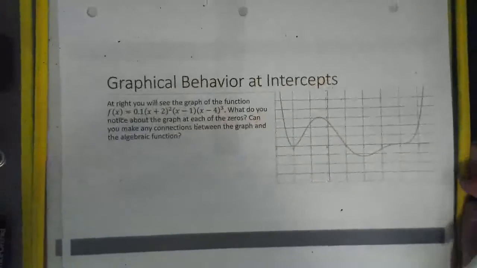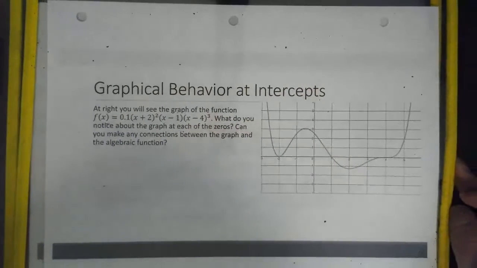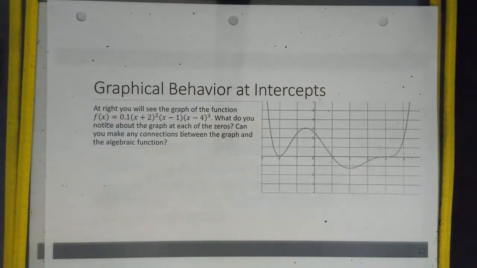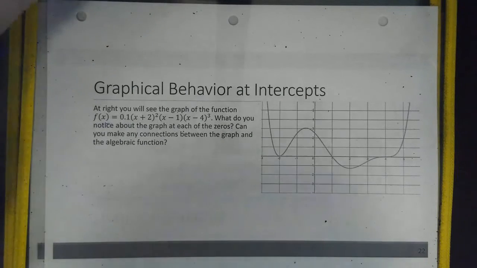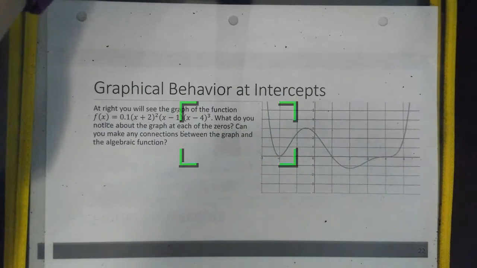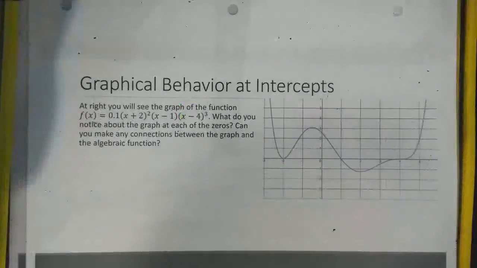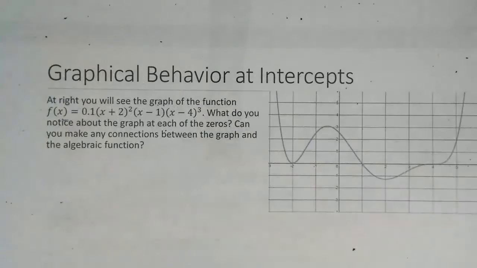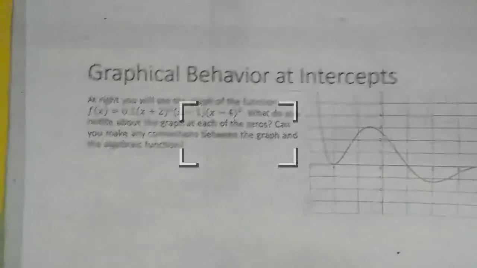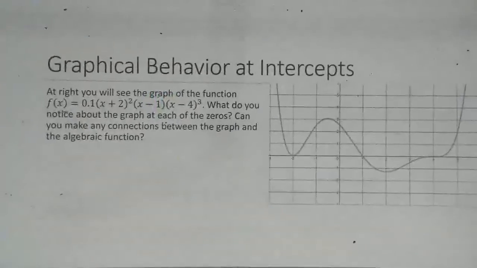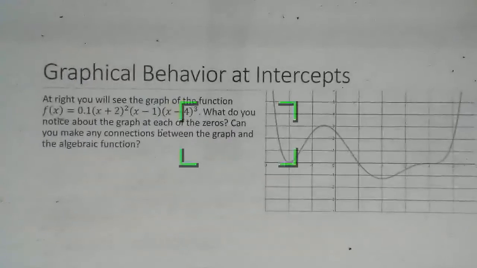Next up, we are going to look at graphical behavior at intercepts. On the right, you will see the graph of the function f of x equals 0.1 times (x plus 2) squared times (x minus 1) times (x minus 4) cubed. What do you notice about the graph at each of the zeros? Can you make any connections between the graph and the algebraic function?